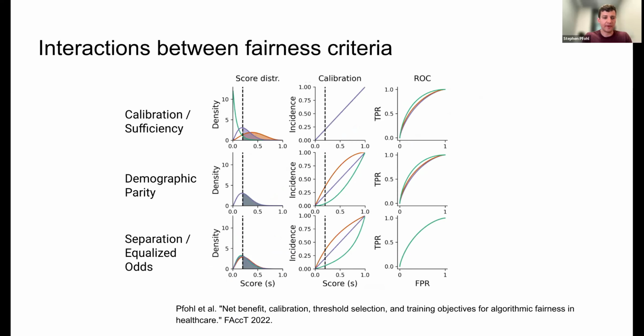And so there's some well-known relationships between these different criteria, and I'll try to dig into some of these relationships here. And so here we have 3 rows corresponding to these different notions of fairness that I just mentioned. The first row corresponds to a case where the model is calibrated for each group, but the score distributions are not the same. In the second row, we have a case where it satisfies demographic parity. So we have the same score distribution for each group, with different calibration curves and, again, the same ROC curves that we saw for the calibration case.